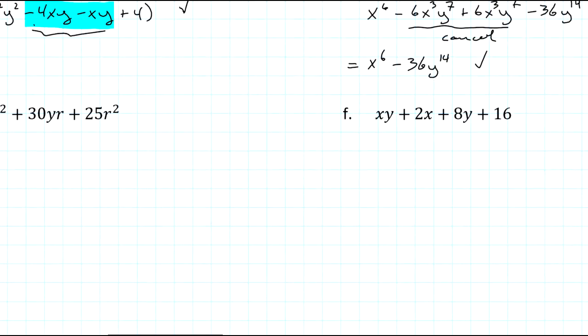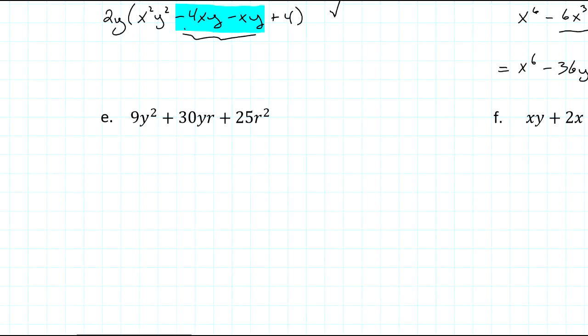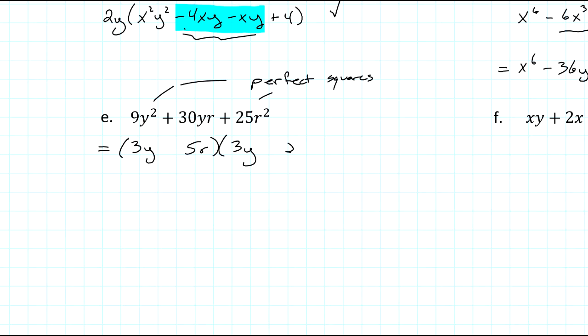All right, let's go on to the next one. And we have 9y squared plus 30yr plus 25r squared. And I see a couple of perfect squares at the beginning and the end here. I don't see a GCF, so I'll just start with trying the square roots at the beginning. That's 3y and 5r. And a 3y and a 5r.